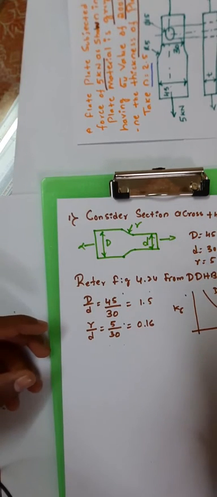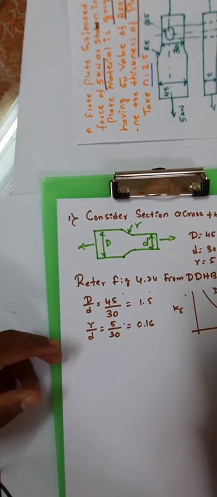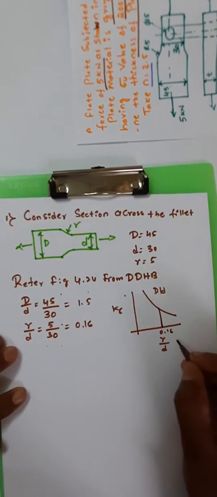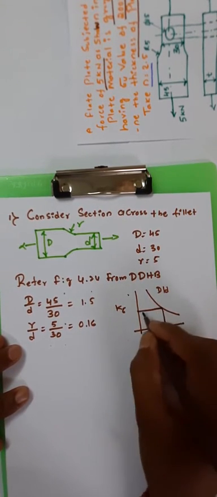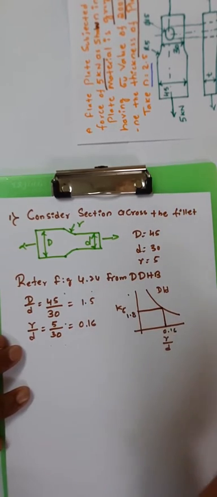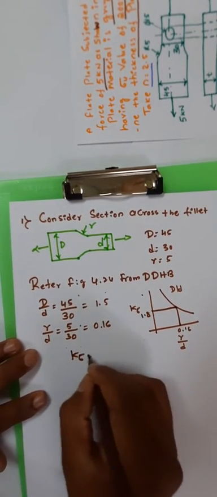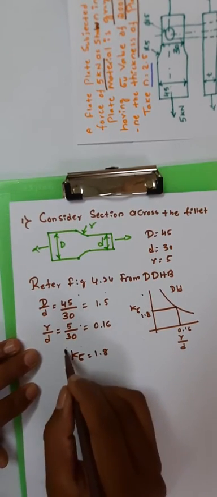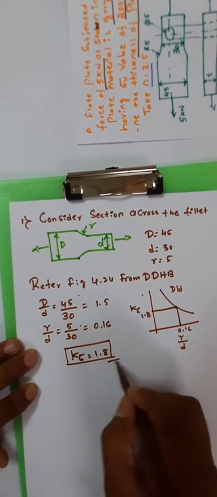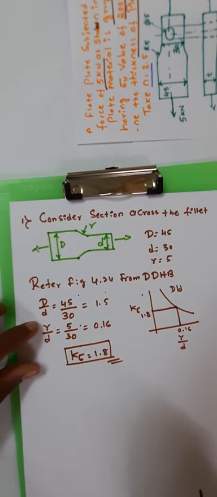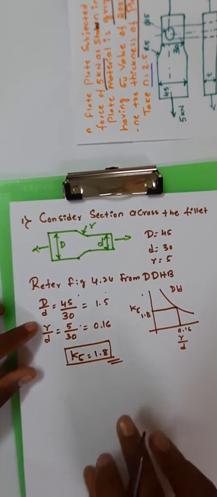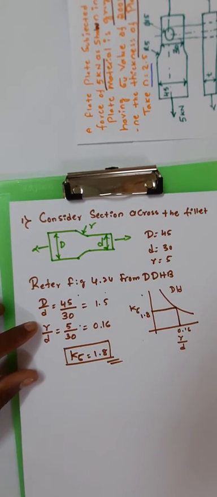Now you can see here, somewhere we will get 0.16. We will draw one line, and you just draw one more line exactly parallel to it, and we will get 1.8. That is, K sigma is equal to 1.8. This is from figure number 4.24 from the design data handbook. This is the value for K sigma.